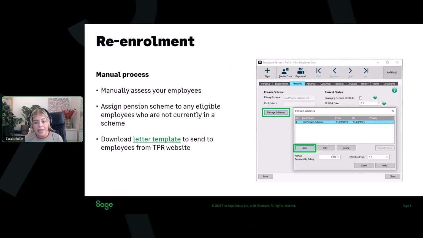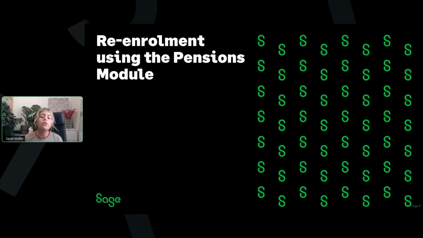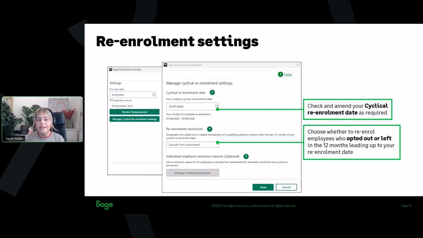Now, the good news is that the pensions module actually automates most of this process for you. And that is what we're going to look at next. So let's get hands-on and see how the pensions module will handle that for us. Now, this is where it all starts, in the pension module settings. Within that, you find your re-enrolment settings.